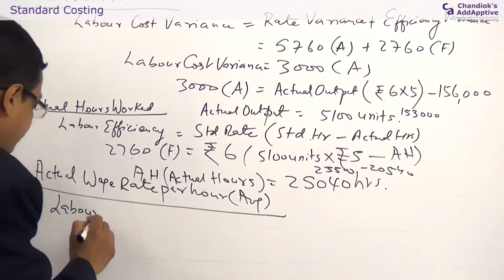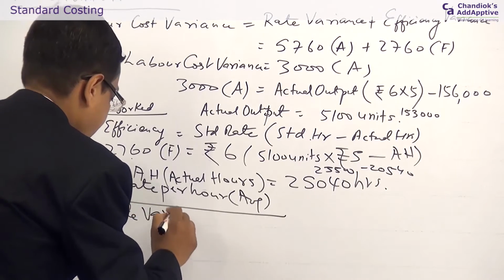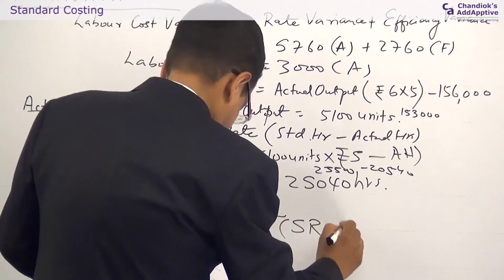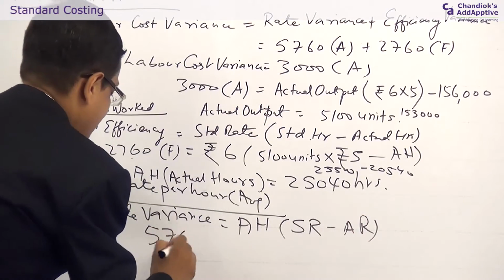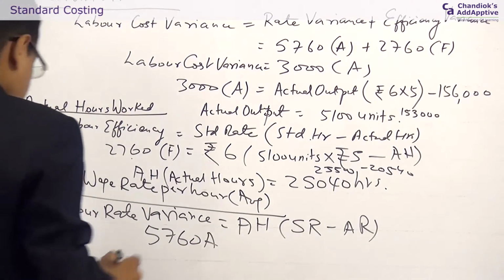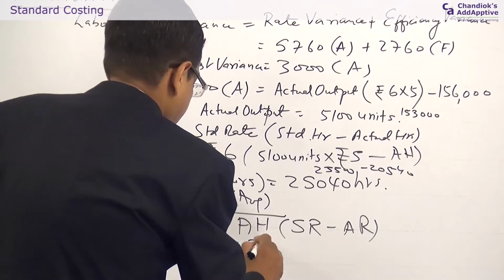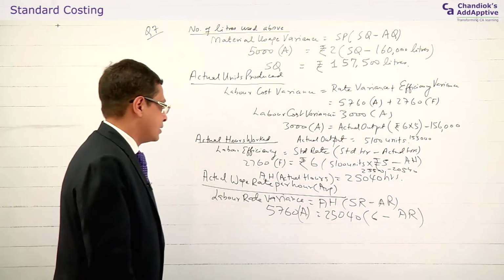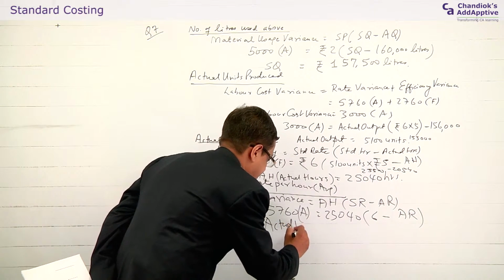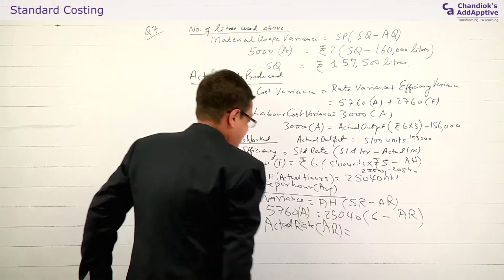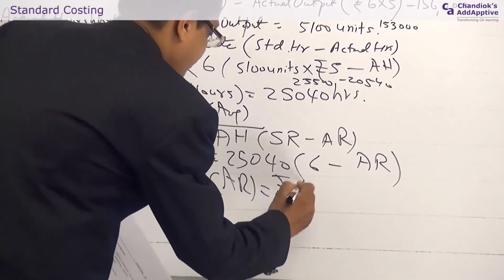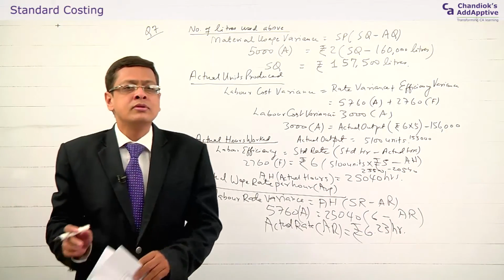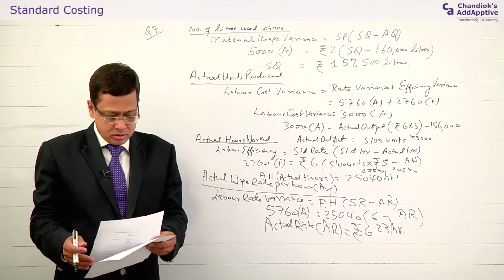So, labor rate variance is equal to actual hours into standard rate minus actual rate. So, 5760 adverse is equal to the actual hours you have got, 25,040, into standard rate given at 6 minus actual rate, which is required to be determined. When you solve for actual rate, which is AR, this becomes equal to rupees 6.23 per hour. So, this is the solution which comes as a part of this answer.